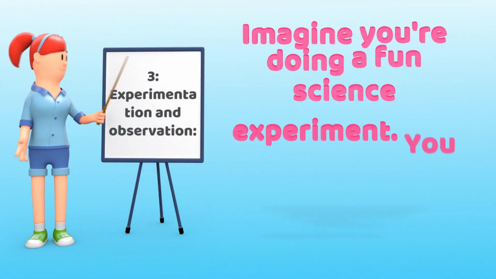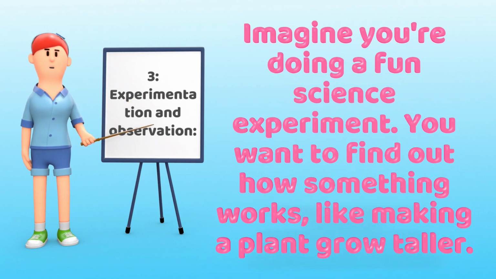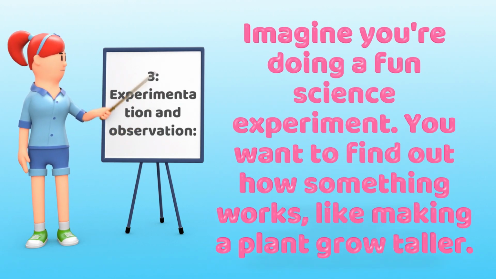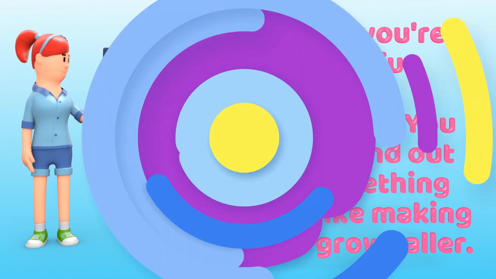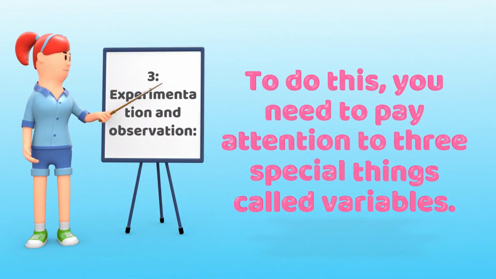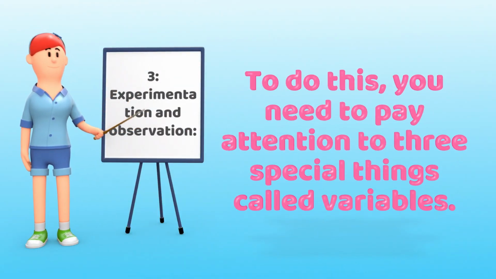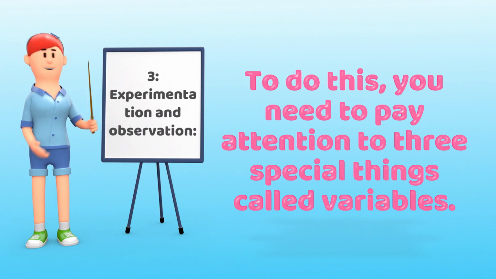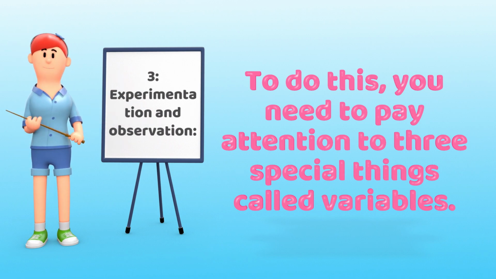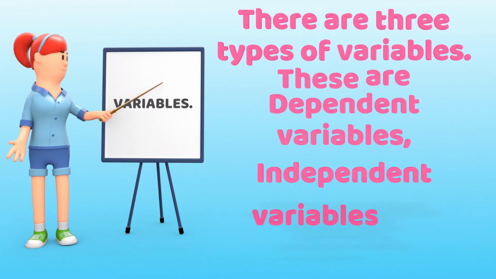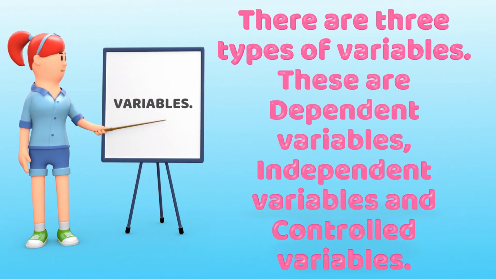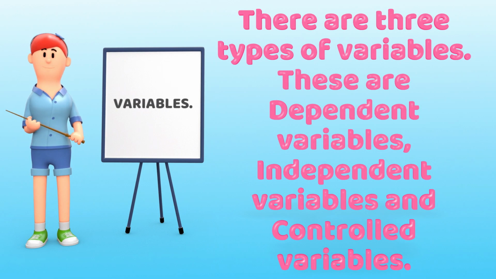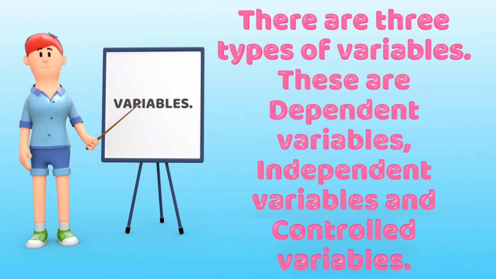Just imagine you are doing a fun science experiment. You want to find out how something works, like making a plant grow taller. To do this, you need to pay attention to 3 special things called variables. Clearly, there are 3 types of variables. These are dependent variables, independent variables, and controlled variables.